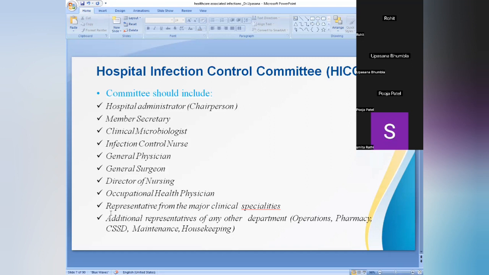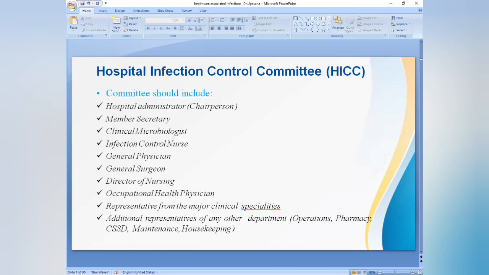Then the second most important member of the HICC is the member secretary. The member secretary of HICC is generally a microbiologist who formulates the different infection control practices and policies which need to be followed and adhered to by the whole system of the hospital. Thirdly, we have the clinical microbiologist, who works as infection control officer. Somebody from infectious diseases or from the microbiology side can play the role of infection control officer.